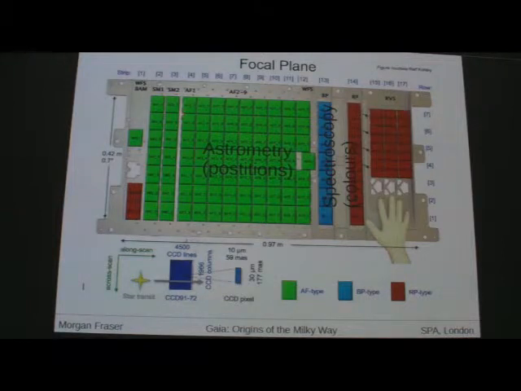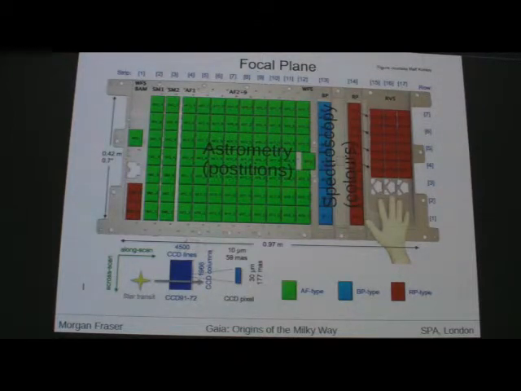Then stars pass across these CCDs here called AFs, astrometric fields. These are the CCDs, the cameras that actually measure the positions of stars and their brightness. This will give us where a star is in the sky and how bright it is.